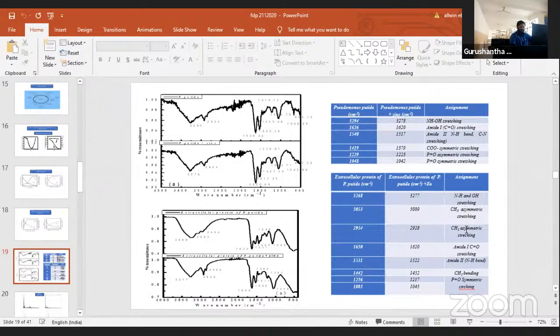And here also we can observe the same kind of functional group in the extracellular protein secreted by the bacteria. So from this result, it clearly says that once the functional group remains the same, the characteristic of interaction is also the same. But when you are increasing the number of active sites, the adsorption effect will increase.